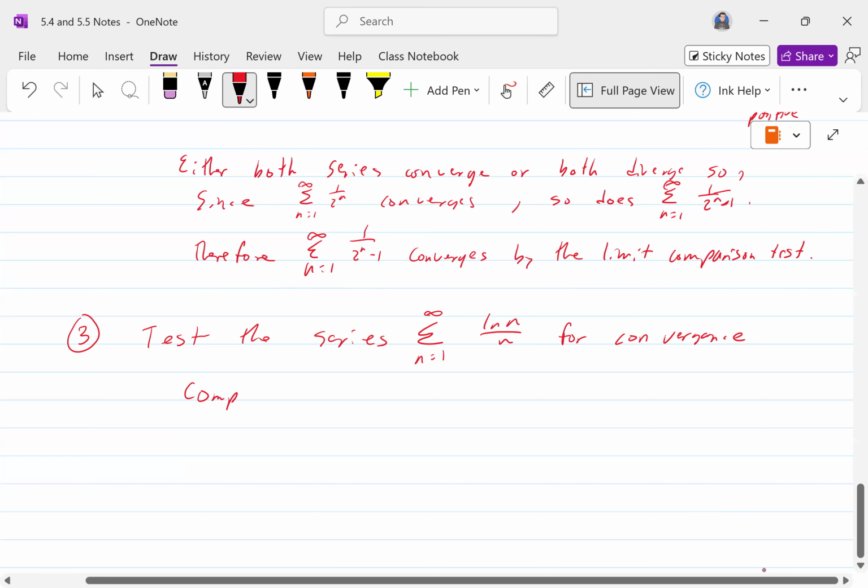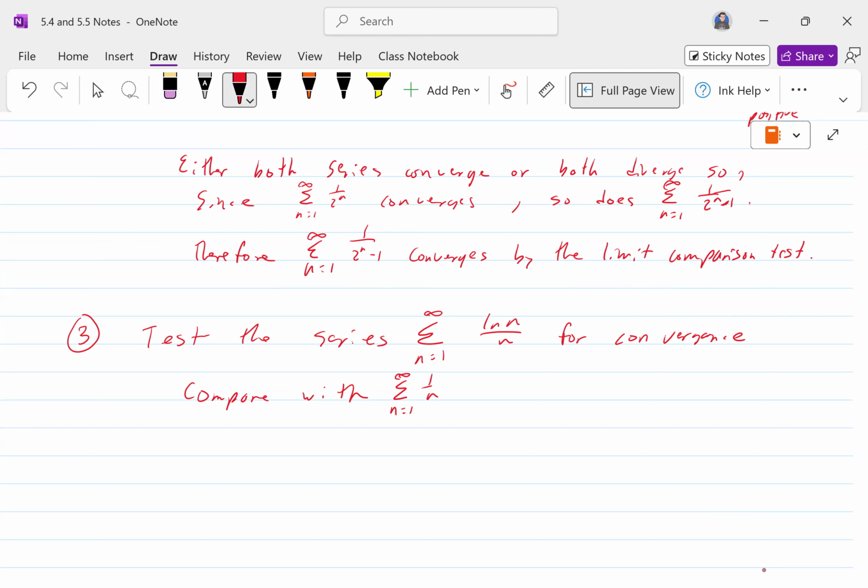Okay, and we're going to compare this with the harmonic series. Well, I can compare the terms, but I can't start at 1 because the inequality goes backwards for the first few terms here, but then eventually natural log n will start getting bigger and bigger than 1 over n. So let's look at that.